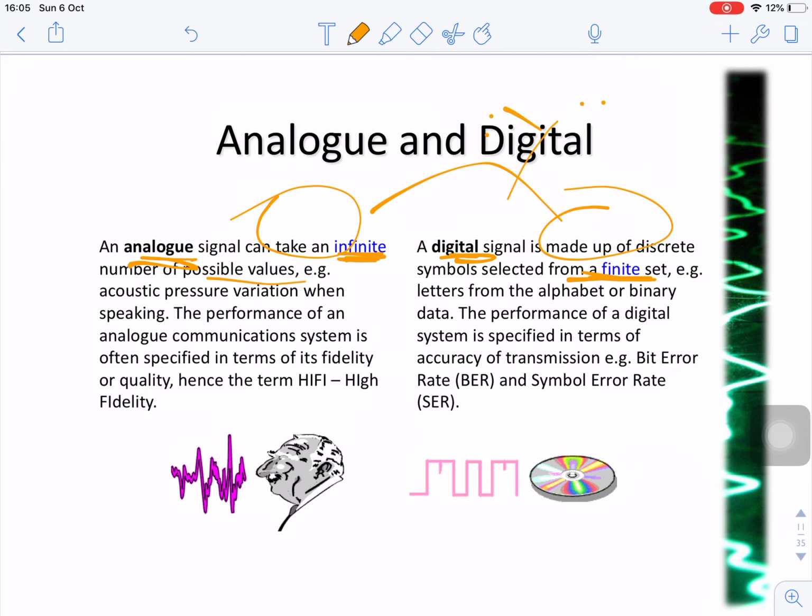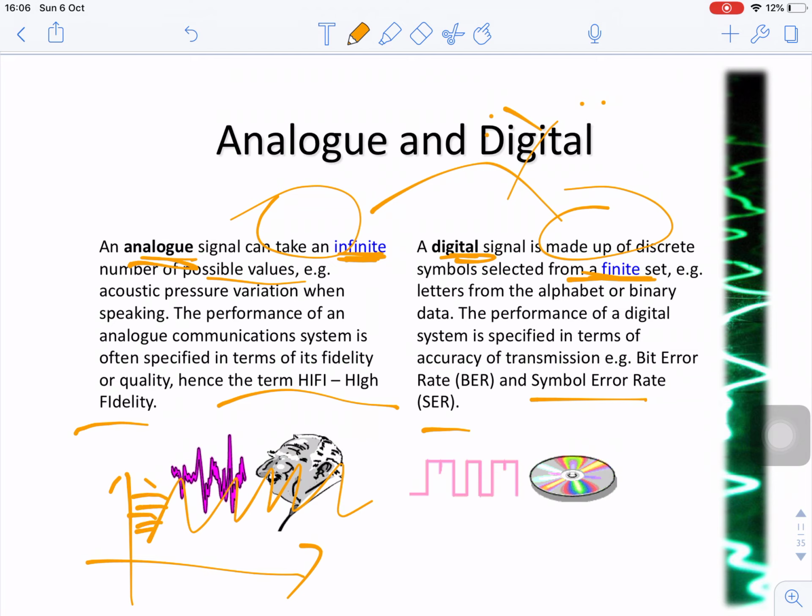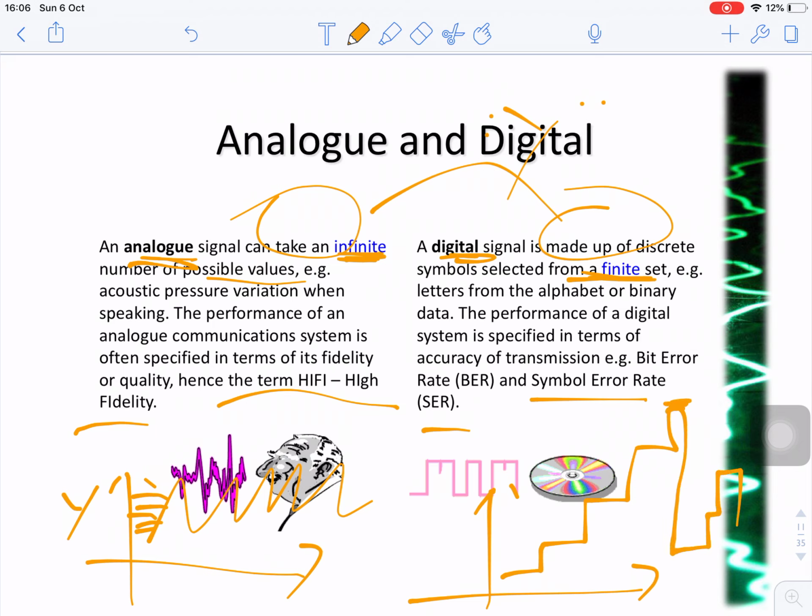For example, high fidelity and the human voice, where the performance is different in terms of bit error. The key thing is that when you look at the signal, if there is an infinite number of values on the y-axis, it is analog. However, what if there are finite values, this value, this value, this value, and so on? Then it is finite.